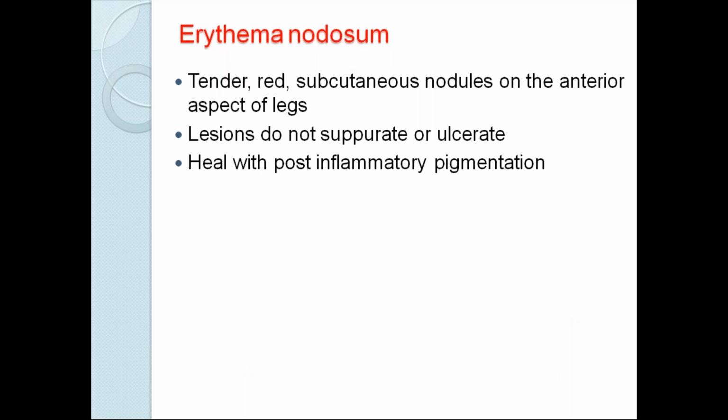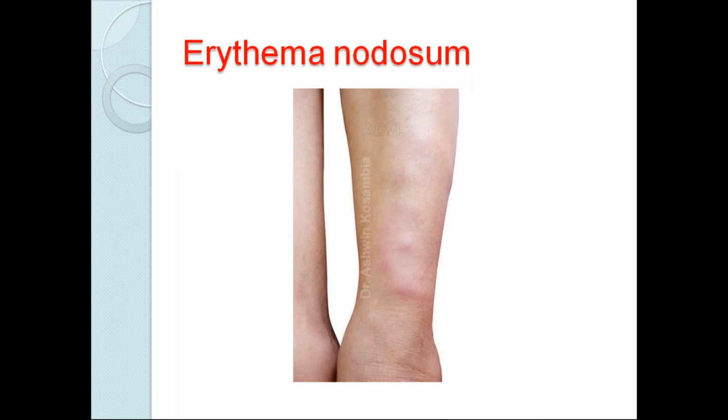And next is erythema nodosum, another important condition very commonly seen. Here tender red subcutaneous nodules will be present over the anterior aspect of the legs. This is more commonly seen in females than males, and the lesions do not separate or ulcerate. Only red erythematous nodules will be present, that's it. And they heal with post-inflammatory hyperpigmentation. The lesions are quite tender. Like in the picture, you can see slight erythematous swellings over the lower leg. These are very tender. And also there will be increase in temperature over the lesions compared to the surrounding skin.